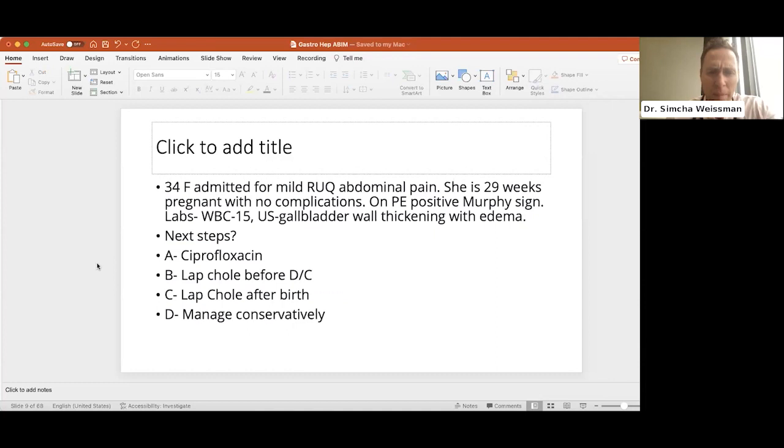Okay. Let's take this question. It's not exactly on pancreas, but it's very close to pancreas. It's a favorite on the exam. Let's try to take this question.